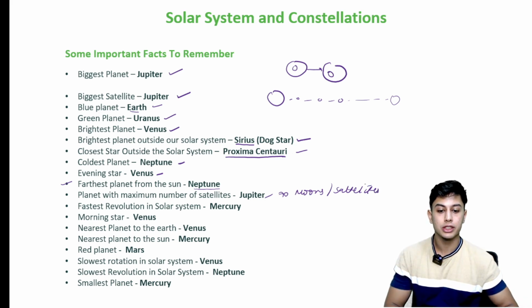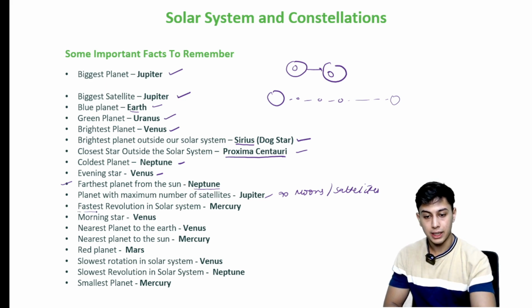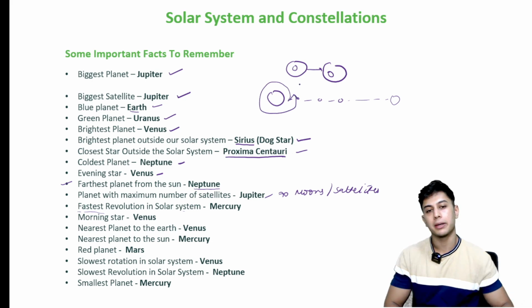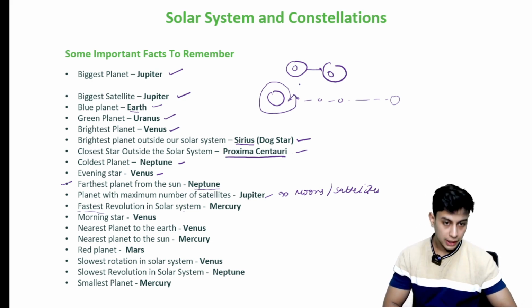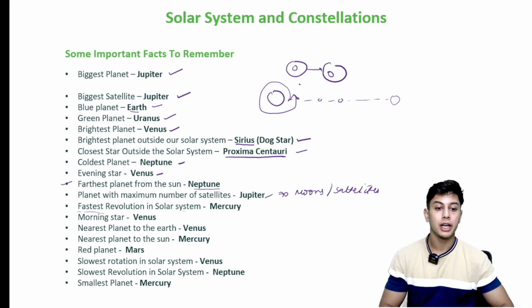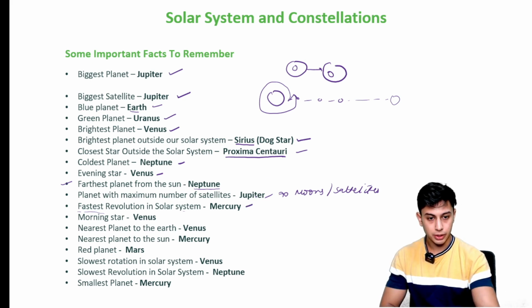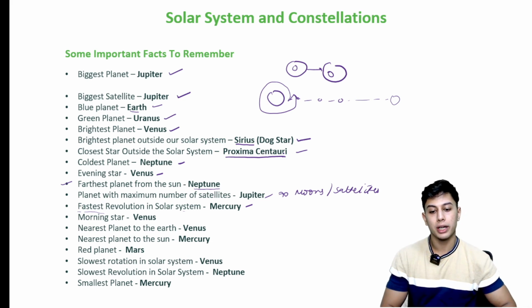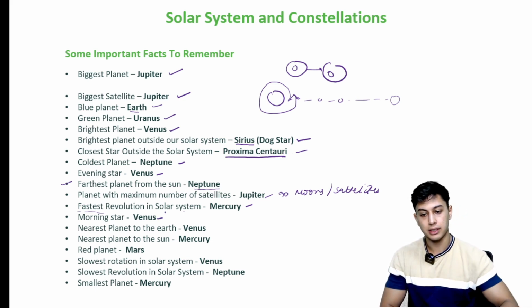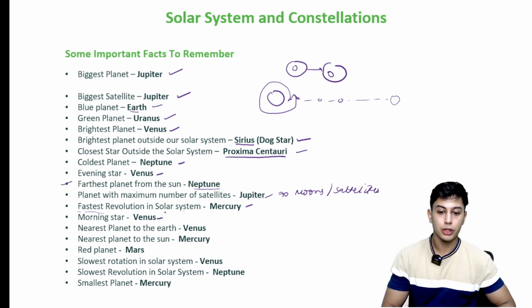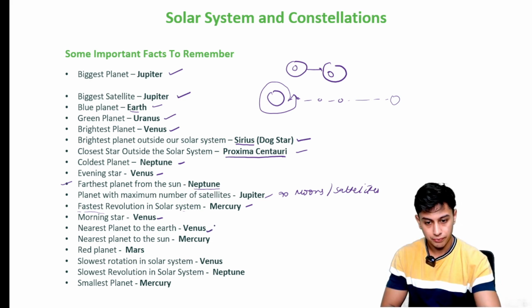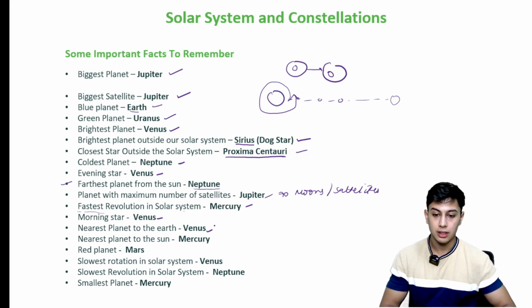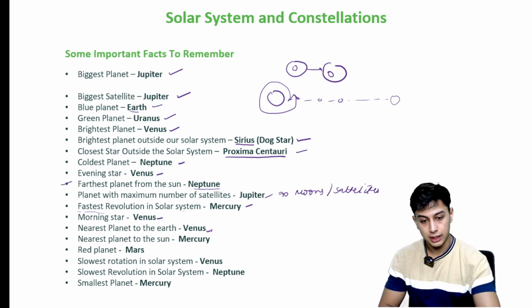Fastest revolution in solar system. Alright, so which planet has the fastest revolution? So it will go around the sun in the minimum time. Alright, the fastest time. Not like it will go very fast, but it will take less time as compared to other planets. Okay, so this one is Mercury because it is the closest to the sun. Alright, Mercury. Which star is the morning star? Morning star is again Venus. Okay, nearest planet to the Earth, that is also Venus. It is the nearest planet to the Earth. Nearest planet to the sun, that is Mercury.